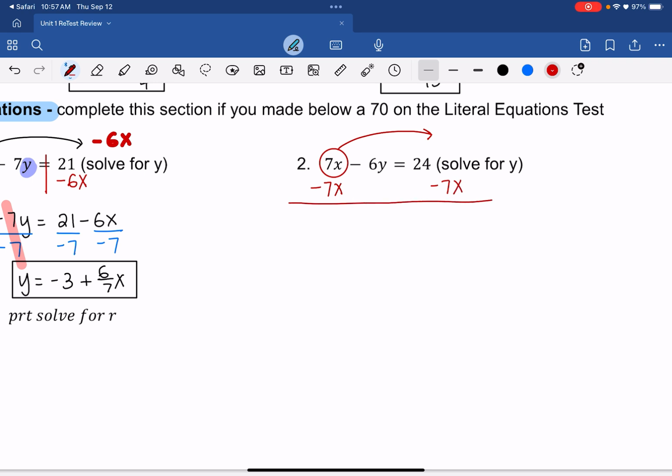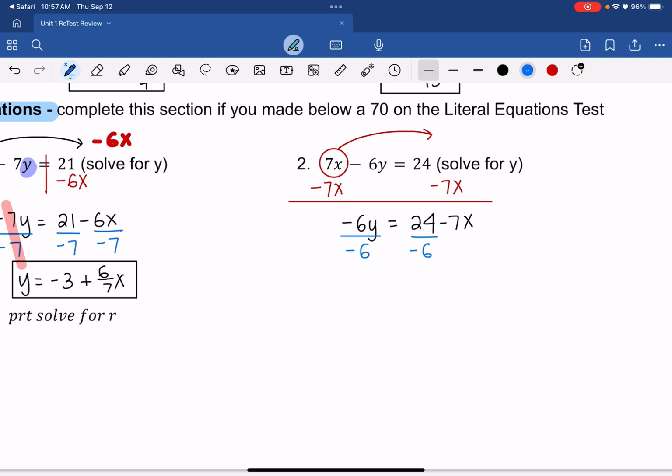So let it be known that when I move X, that I cannot, again, subtract the 24 and the 7X. Because one has a variable and one is just a constant. Okay, please remember to bring down the sign. So that is a negative 6Y. And then last but not least, our second step and last step is to do division of the coefficients.